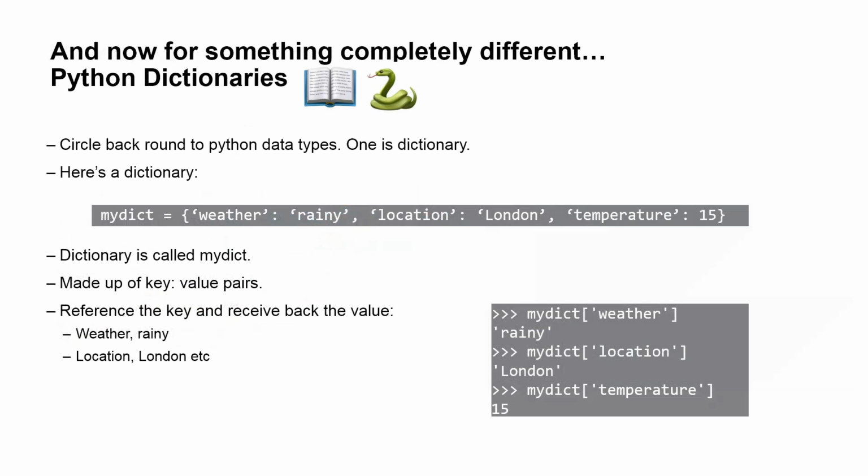Okay, so let's circle back round to those data types. Remember that I said to you about the dictionary. Okay, so here's a dictionary. This is from Python. Here we have a dictionary called mydict. In that we have key value pairs. So I've got weather and it's rainy, location is London, and the temperature is 15. You can see that's a mixture of strings, and I've got an integer there. So this is my dictionary.